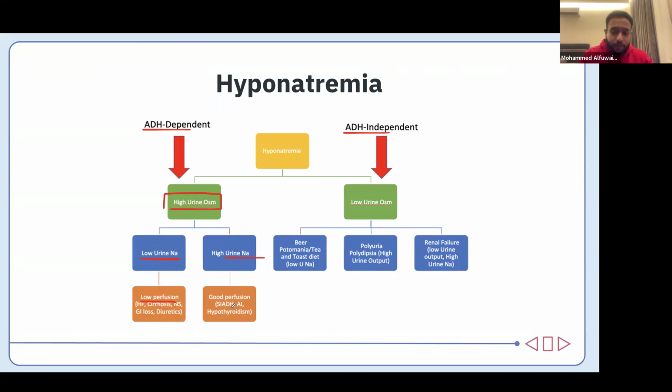Again, low perfused kidneys will cause two systems to be activated, RAS and ADH. RAS will absorb more sodium, hence causing low urinary sodium. And number two, ADH will cause more fluid reabsorption, concentrating the urine, diluting the blood, causing hyponatremia. Is this pathway clear?